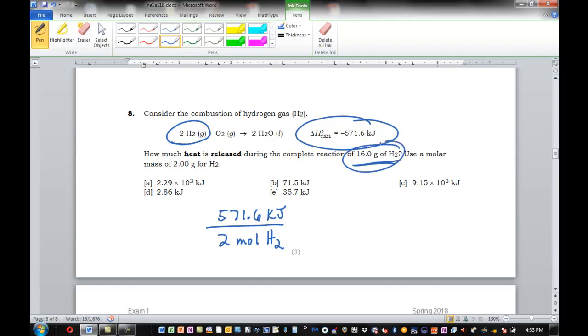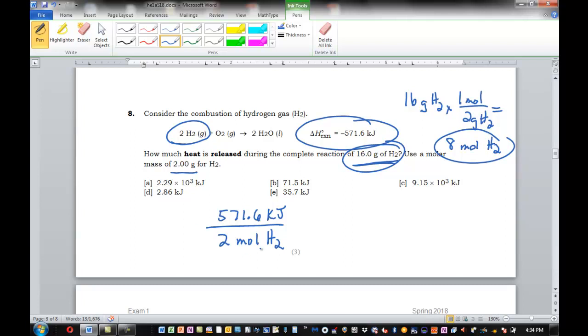16 grams is not 2 moles of hydrogen. I tried to choose easy numbers to help you out here, and I said use 2 grams per mole for the mass of hydrogen. Molar mass of 2 grams per mole for H2. So you can probably do this in your head. If you need to do the calculation, 16 grams of hydrogen, 1 mole is 2 grams of hydrogen, and that will give us 8 moles of hydrogen. That's just using molar mass to go from grams to moles, but we do that a lot in stoichiometry.